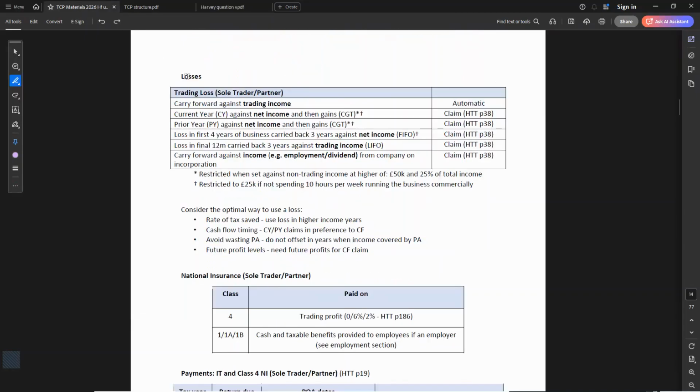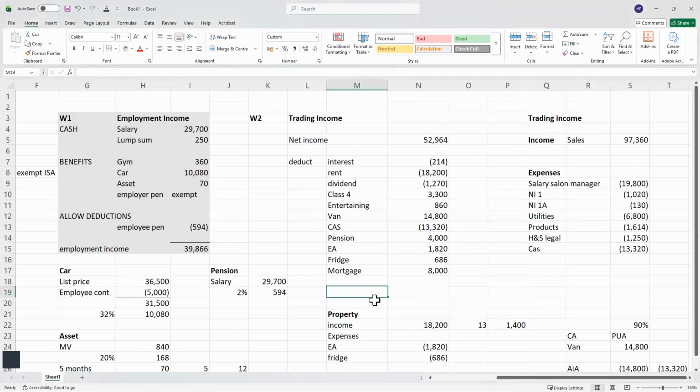So if we go to our notes and think back to the losses class, we said that where we have a trading loss for a year, this can be carried forward against trading income, and this is automatic. So there's no claim required for this. This automatically happens. So in our case, Harvey's brought forward trading loss will automatically be offset against his current year trading income. So we can deduct £2,000 here, and this will be deducted in both cases. It doesn't matter how the trading income is calculated.